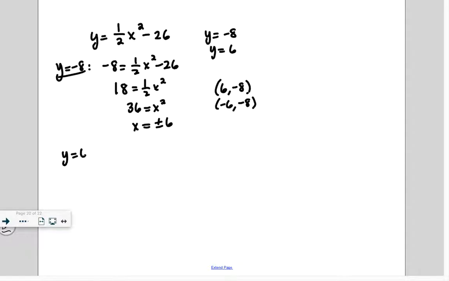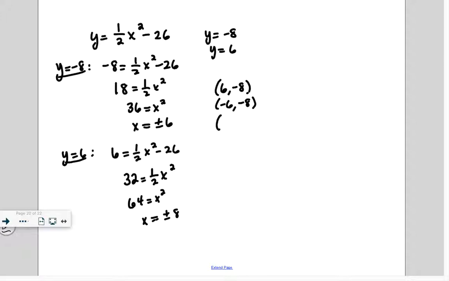All right, then we plug in the 6. So we get 6 is equal to 1/2 x squared minus 26. We add the 26 over, we get 32. We get rid of the 1/2 by multiplying through by 2. We get x is equal to plus or minus 8. So that means we also have 8, 6 and negative 8, 6 as well. Those are our 4 solutions. Okay, feeling pretty good with that? All right, so last thing.